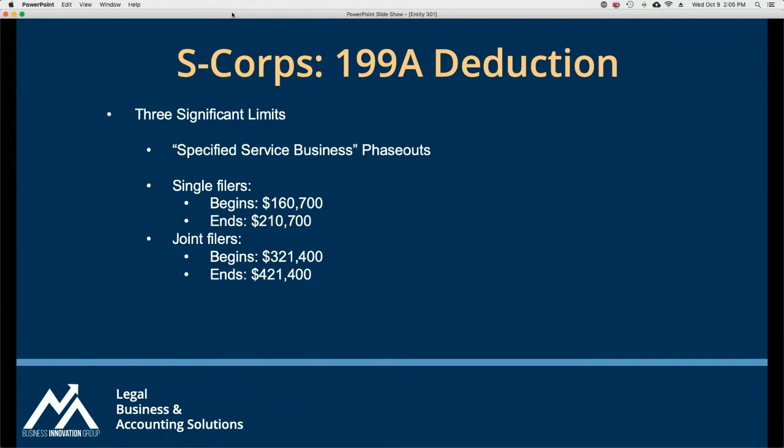For joint filers, it's $321,400 where the phase out begins, and then the phase out ends at $421,400, right? So even if you fall into that definition, you're going to get some 199A benefit, but you have to be one of these really top earners to have no benefit, right?